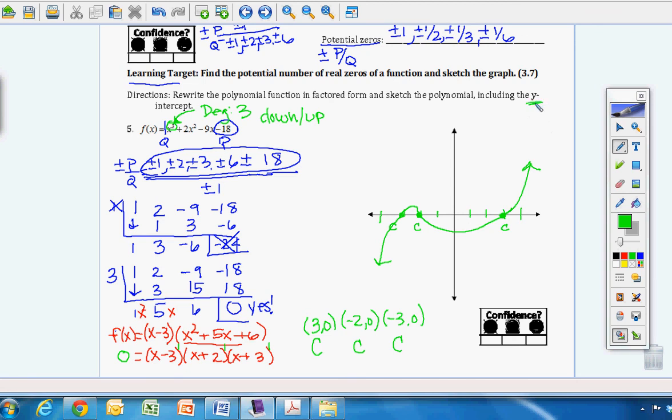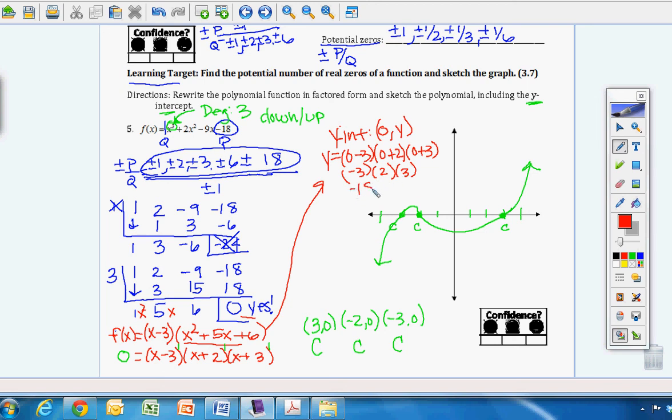All right, so I made a little error here because I did not actually find my y-intercept, but I can do that quite quickly. Let's change colors. Okay, y-intercept. We're going to make sure that 0 is our x value, and we'll figure out what y is. So we have y. I'm going to use these factors down here. And I'm going to just plug in 0 for x's. So if I plug in a 0, I have 0 minus 3 times 0 plus 2 times 0 plus 3. Okay, so I have negative 3 times 2 times positive 3. So that's a negative 18. So my intercept is actually 0, negative 18.